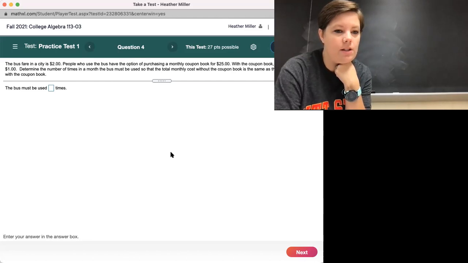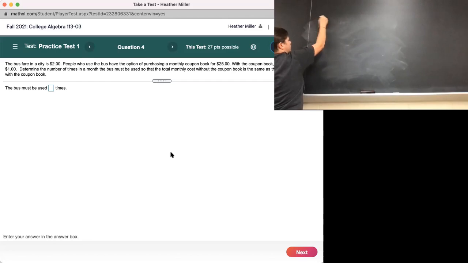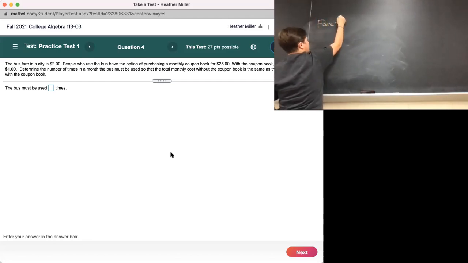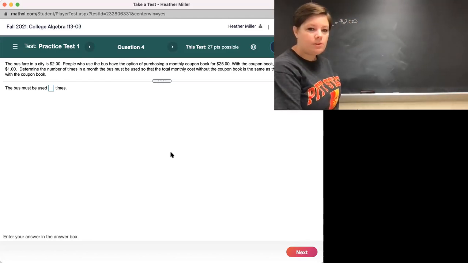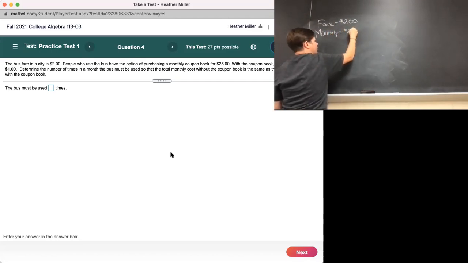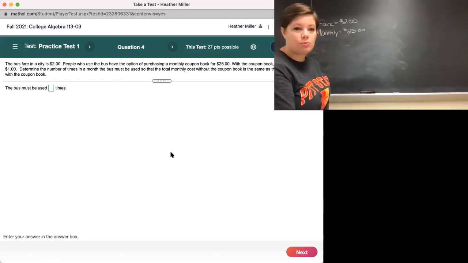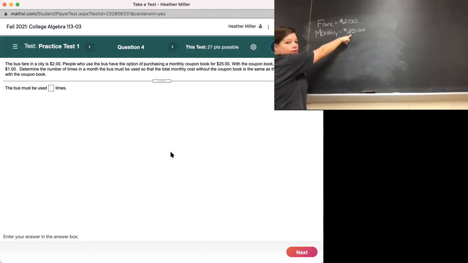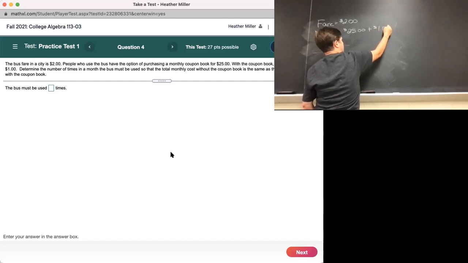So it says the bus fare in the city is $2. So I'm going to say fare equals $2. People who use the bus have the option to purchase a monthly coupon for $25. So then we have the monthly, which is $25. With that coupon book, the fare is reduced to $1. So you have to pay $25 for the coupon book, but then the fare goes down to $1 every time you ride the bus.